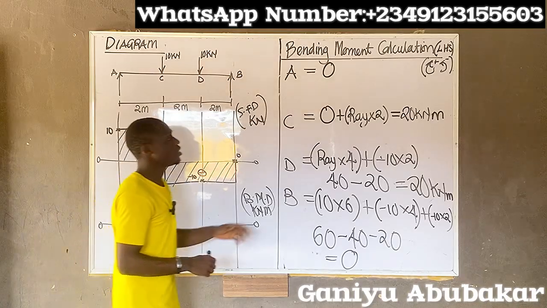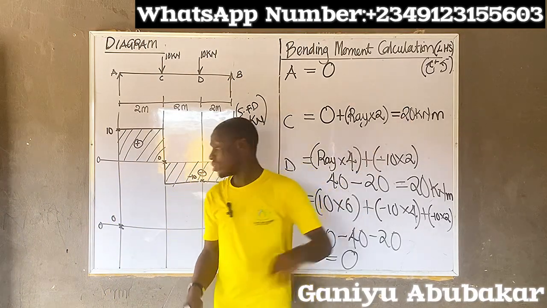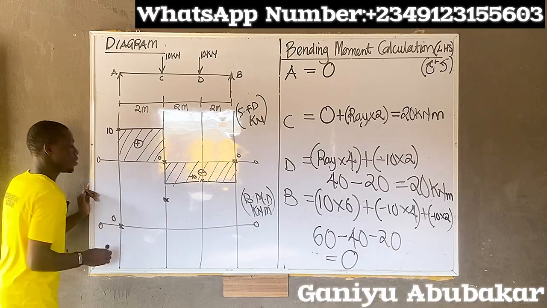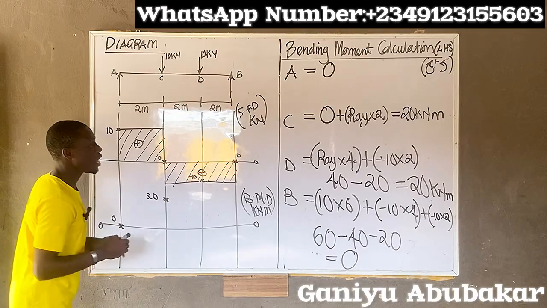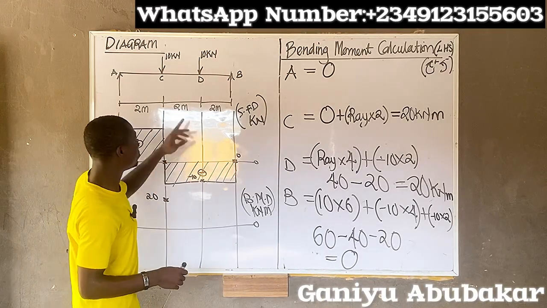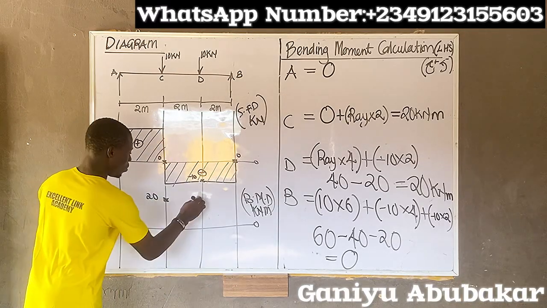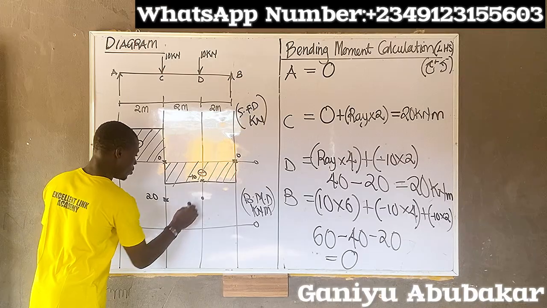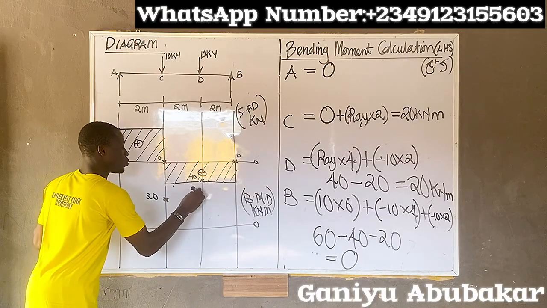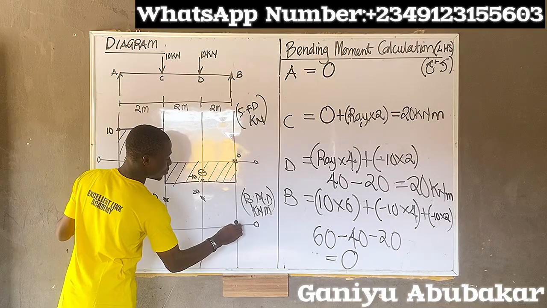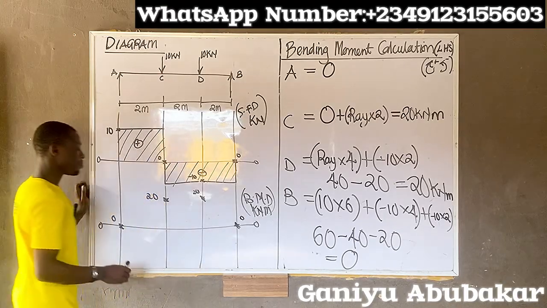What's at C? At C it is 20. So C is 20, somewhere here. What's at D? That's also 20. Also 20. At B, what is it? 0. All right, I have 0 here.